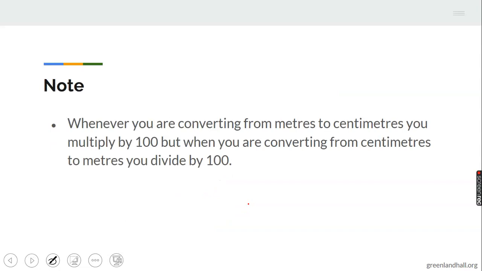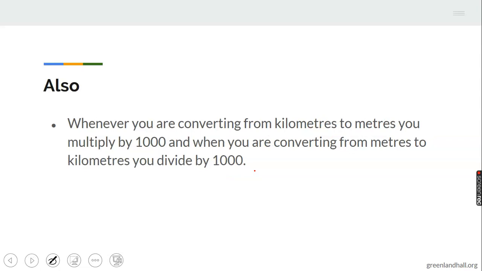Note that whenever you are converting from meters to centimeters, you multiply by 100. But when you are converting from centimeters to meters, you divide by 100. It can only be explained better when we solve problems. Another one is whenever you are converting from kilometers to meters, you multiply by 1000. And whenever you are converting from meters to kilometers, you divide by 1000. I will explain this in more detail.